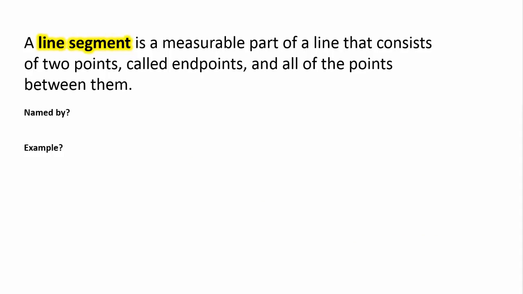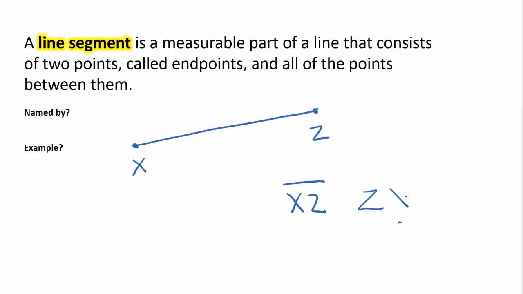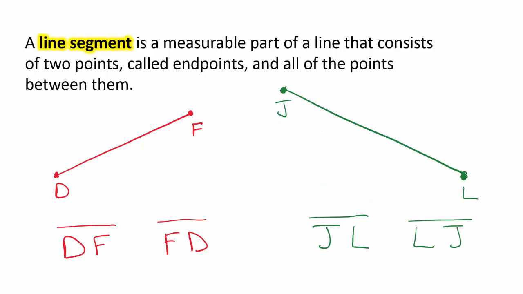So how do we name a line segment? Very simple. First, let's draw a new line segment. Let's give it endpoints X, Z. So all we have to do to name this is take our 2 endpoints, X, Z, and draw a small line above them. Again, just like when naming a line, it does not matter which order the letters go in as long as you use the correct notation above it. Here are just 2 more examples of line segments. On the left, we've got line segment DF, which could also be named FD. And on the right, we have line segment JL, which could also be renamed LJ.